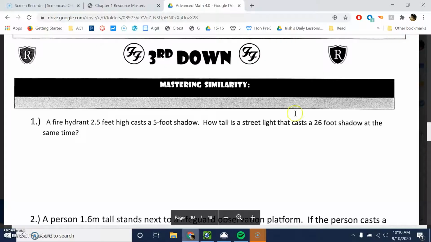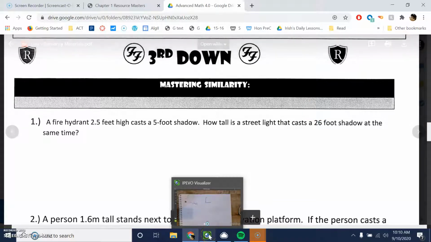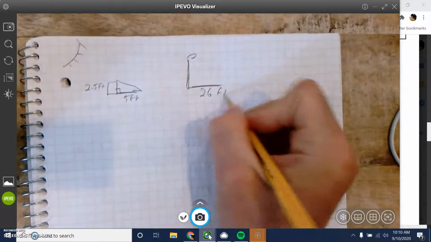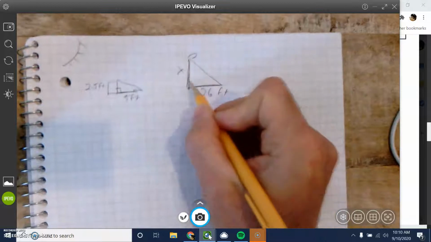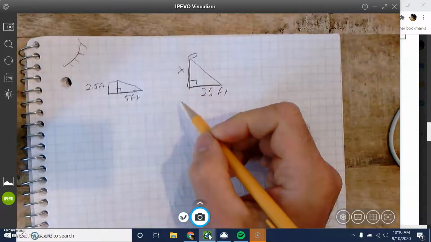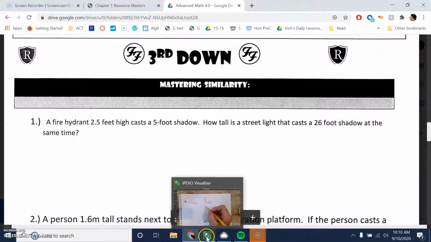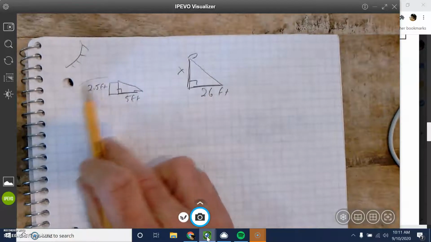Then, notice I'm reading the problem twice. How tall is a street light that casts a 26-foot shadow at the same time? So the shadow is here, 26-foot shadow. And how tall is the street light? Bam. Got it. So that's all I'm looking for, how tall is the street light. Cool. So now I'm going to figure out corresponding sides.